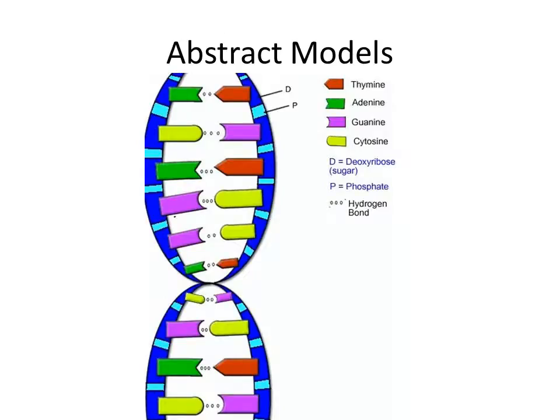A more abstract model in 2 dimensions is this diagram on a 2-dimensional piece of paper, where the blue on either side represents the sugar phosphate structure of the DNA, and the colored shapes in the middle describe the 4 different nucleotides that are in the DNA. So again, this also shows the structure of DNA and gives some idea of how the 2 strands of DNA are tied together.